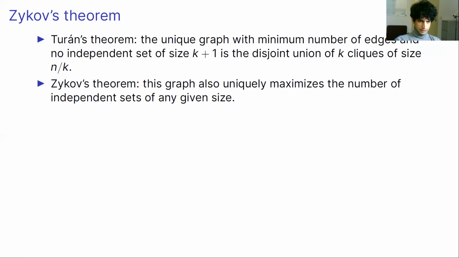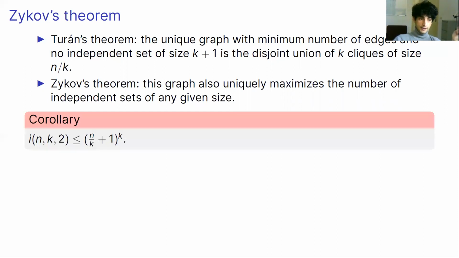So Zykov extends this and proves that actually this graph also uniquely maximizes the number of independent sets of any given size. And also in particular, maximizes the total number of independent sets. So therefore, we can just bound the number of independent sets in the Turán graph, and it gives us this bound, right? Because you can just pick at most one vertex from each of these cliques, and you have k of them.